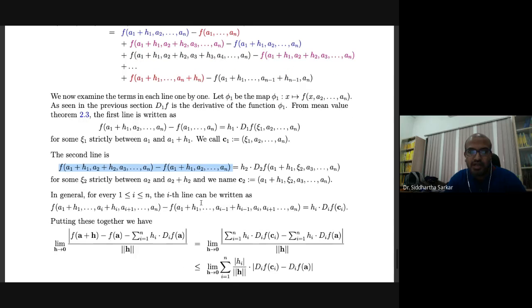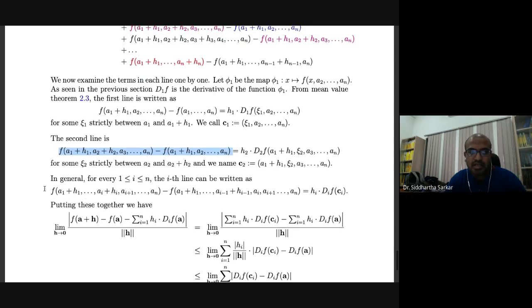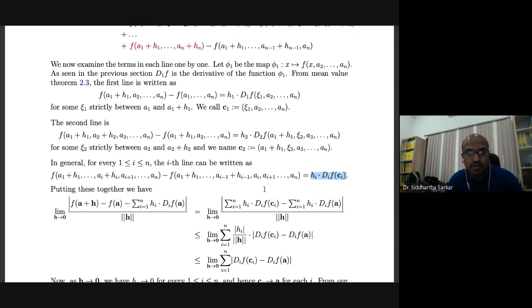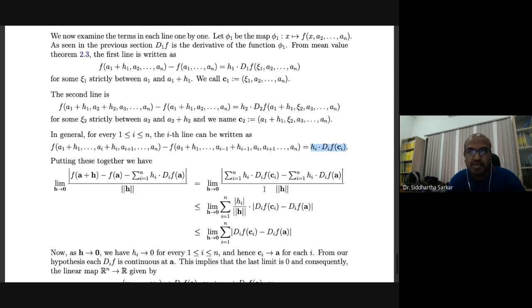And you keep on doing like this. So let's try to write it in a more general pattern. So the ith line, I should be able to write it as hi times the partial derivative of f at ci. Okay, so now we are going to write the final expression.